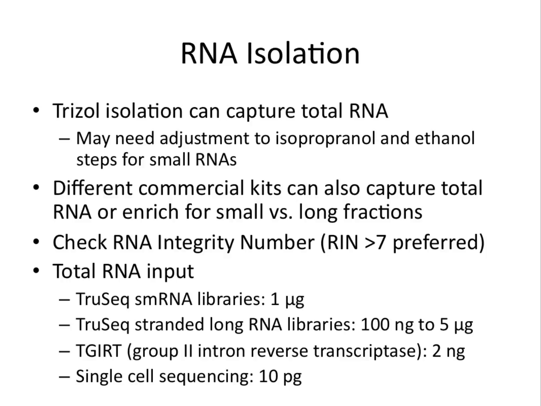Once you have ensured that you have high-quality RNA, you can aliquot RNA amounts according to required input, which varies according to the type of library you choose to make. Some examples, which we'll describe next, are listed on this slide.